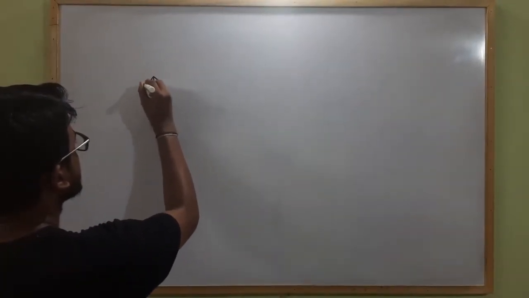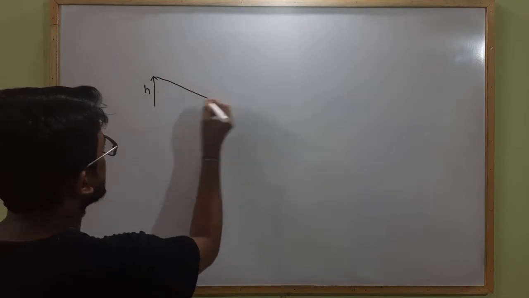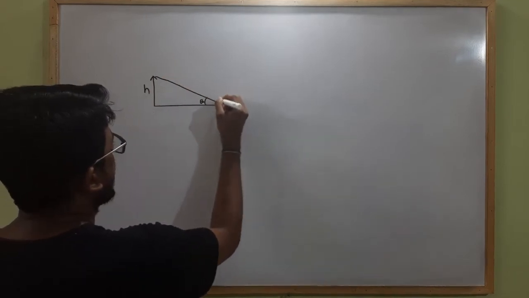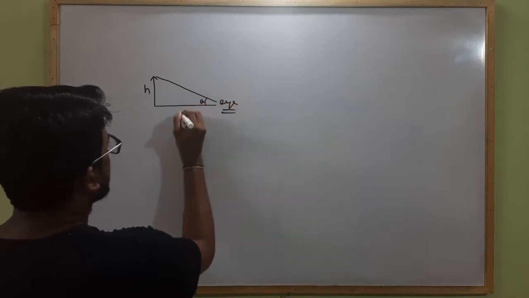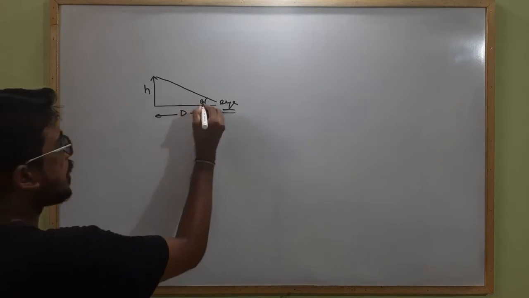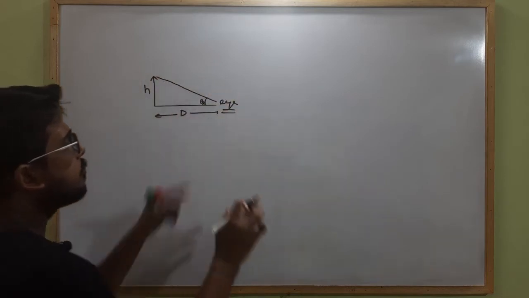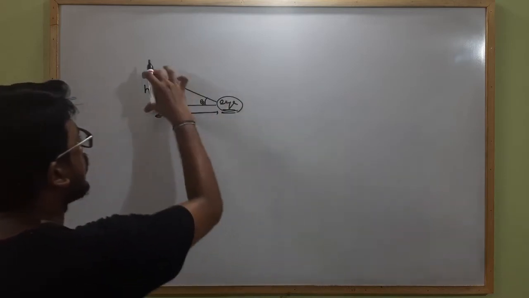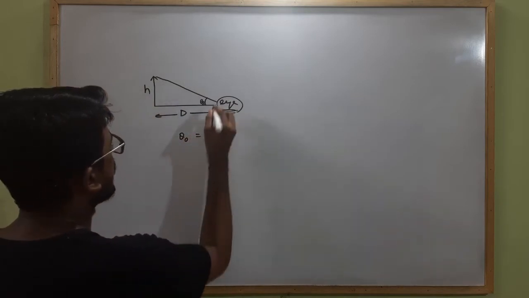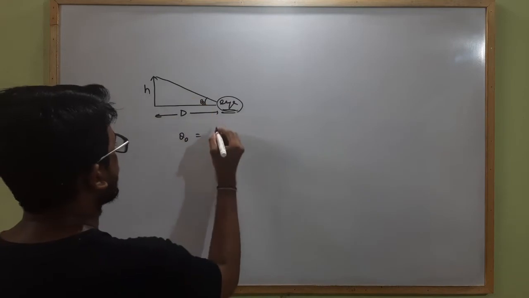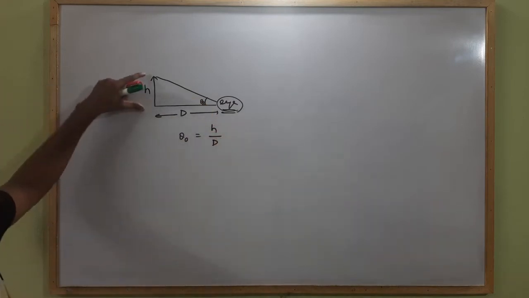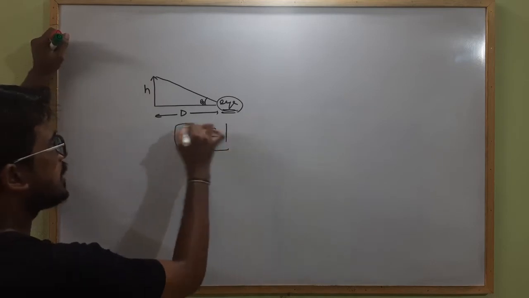For an object, we already know, if here is an object of height h, it makes an angle theta naught with the eye when the object is placed at the least distance of distinct vision. This is the maximum angle of view for a naked eye that an object of height h can create, and from this we get the theta naught value, or the angular magnification, for the least distance of distinct vision. The position of the object will be this much, h by d.